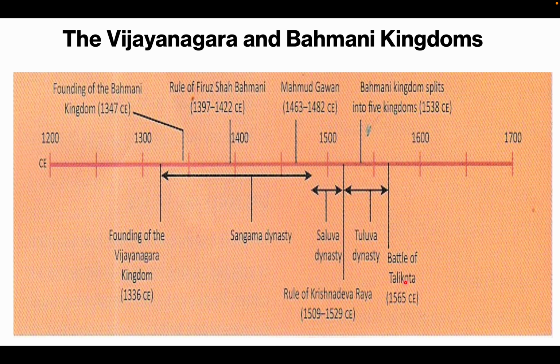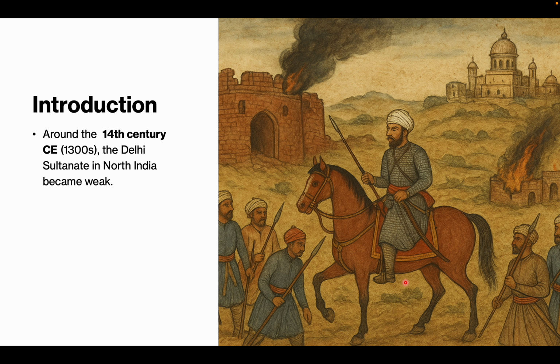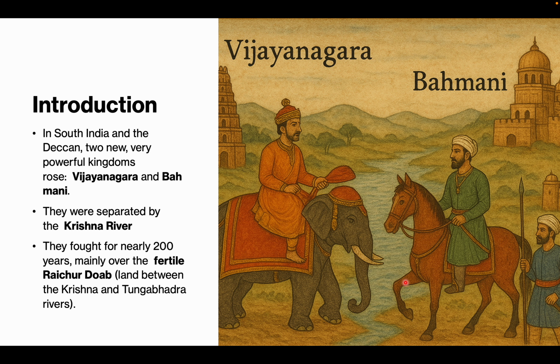Yeah, so let's look into it. How was their life? How was the administration? How was it established? Okay. So what happened is around the 14th century, right? I think in the 14th century it was the Tughlaq dynasty which was ruling Delhi, right? And the Delhi Sultanate had become very weak. So in the Deccan and in the south, two powerful kingdoms came into existence. As I mentioned, in a gap of 11 years, two powerful kingdoms were established, and both were separated by the Krishna River. So how was the boundary drawn? It was the Krishna River.